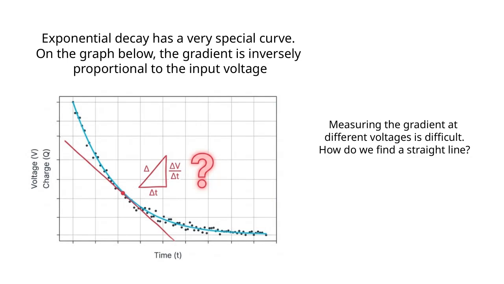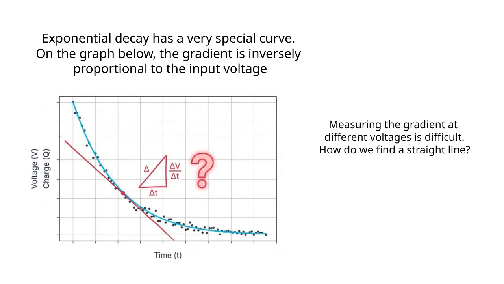The graph shows how the voltage or charge decreases over time, and you can see that the slope, or gradient, of this curve changes depending on the voltage level. In fact, the gradient is inversely proportional to the input voltage. It's hard to measure it accurately because it's constantly shifting.